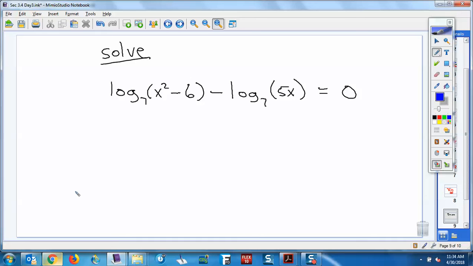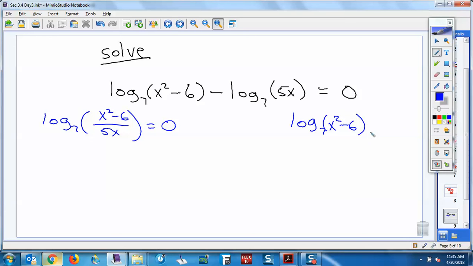What do we know about logs that are subtracted? That's a quotient, right? So you've got an option here. I'm going to write them both down. One option would be to turn this into a single log, like this, right? And the other option would be to write log base 7 of x squared minus 6 equals log base 7 of 5x, right? Just to add that log over there. Okay, now the one on the right, what would you do here?